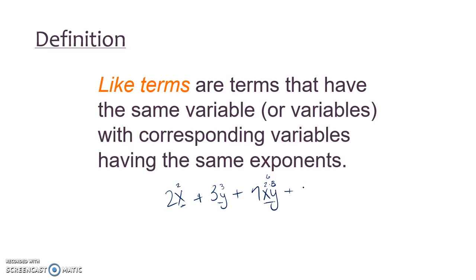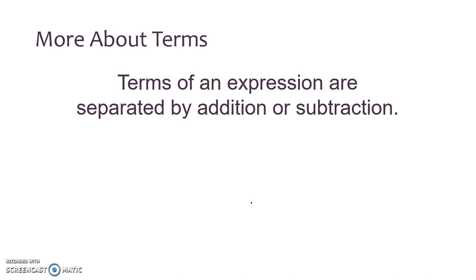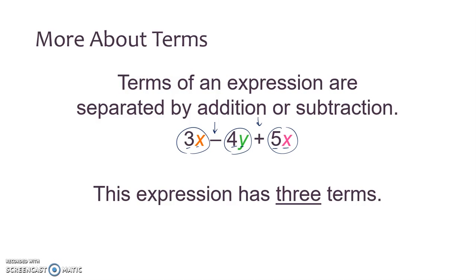If I add on here maybe a 5x, now I have like terms because I have another x. So I could combine those. They are like terms. But the rest of these, this y, and even though there's an x and a y, and I have other x's and y's, because they're not glued together, they are not like terms. So terms of an expression are separated by addition or subtraction. So here we go. We have our coefficient and our variable, that's one term. Coefficient and a variable subtracted by, or separated by a subtraction. Then separated by addition, we have another coefficient and variable. So this expression has 3 terms.